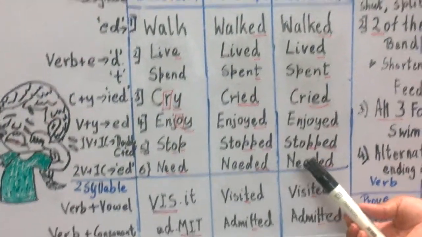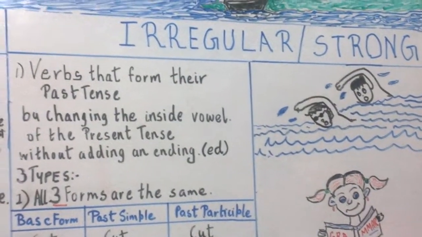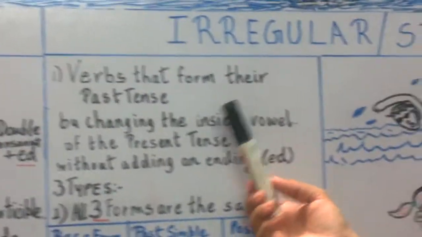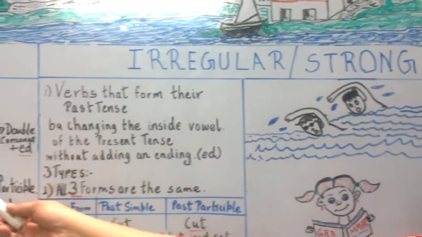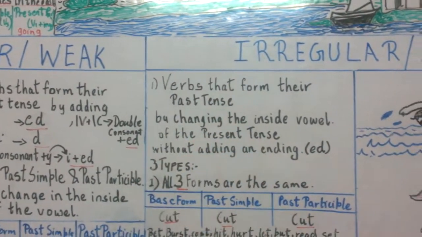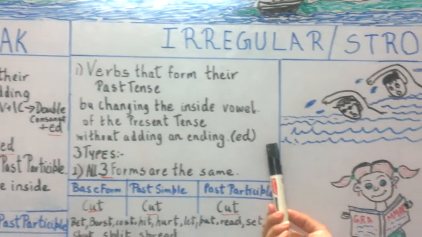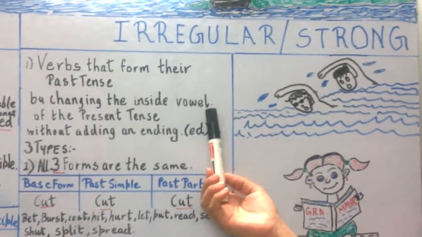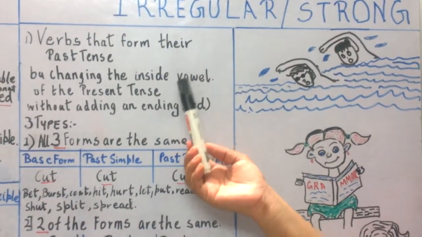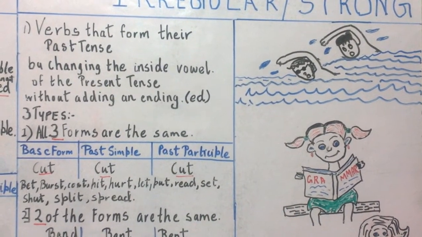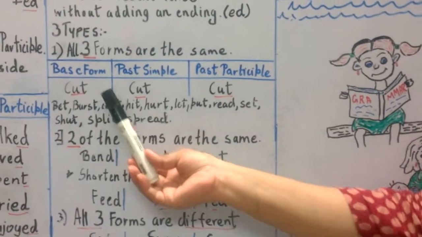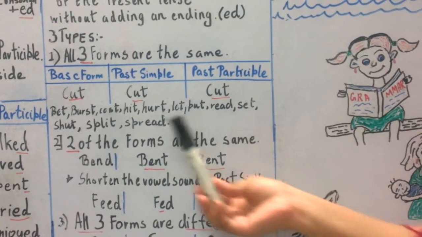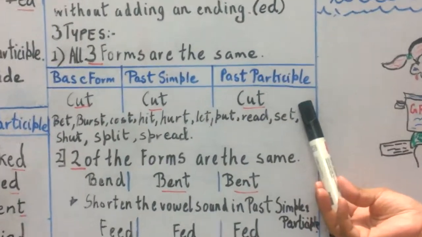Now let us see about irregular or strong verbs. What are irregular verbs? Verbs that form their past tense without adding an ending of ed. We do not have to add any of these ed, d or y or any of these rules to the irregular verbs. But we have to change the inside vowel of the present tense. Now there are three types of irregular verbs. The first type, all three forms are the same. We see the word cut, cut and cut are used in the base, past simple and past participle.